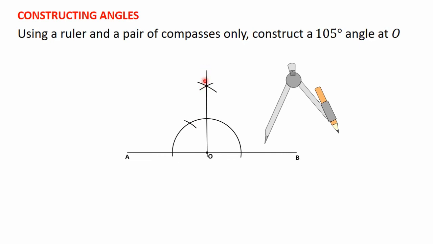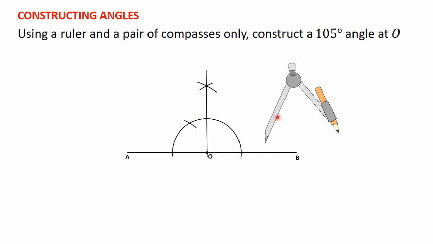The angle formed along this line is 90 degrees, and the angle between this point and this point is 60 degrees. It means that the angle between this point and this point here is 30 degrees. We want a 15 degrees angle so that we can add it to the 90 degrees angle formed here. So we are going to bisect the angle between this point and this point.